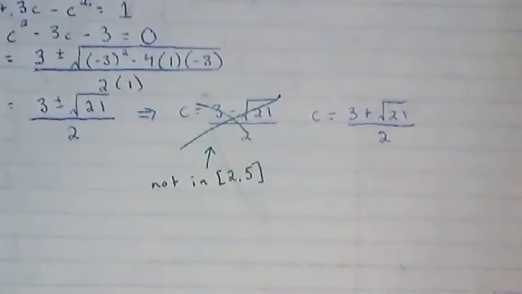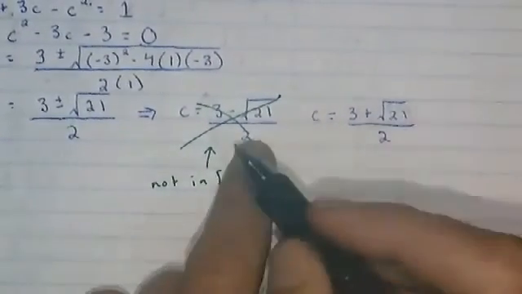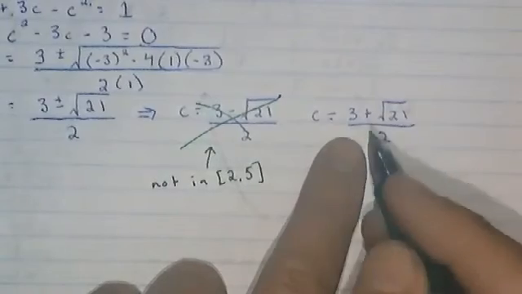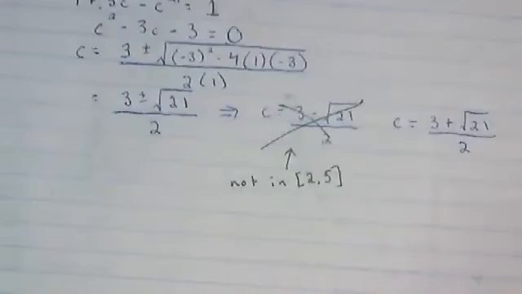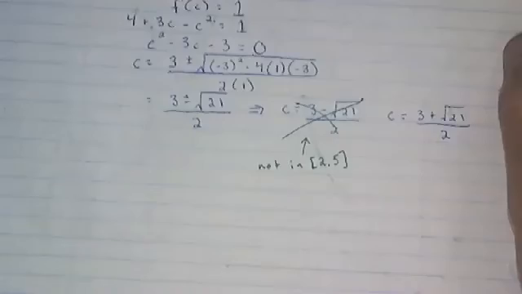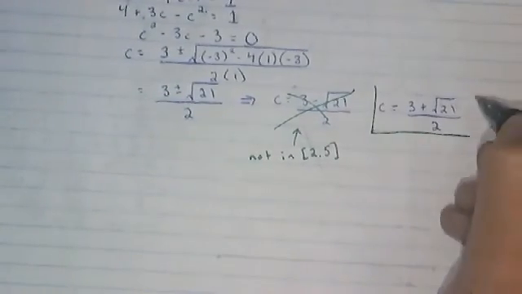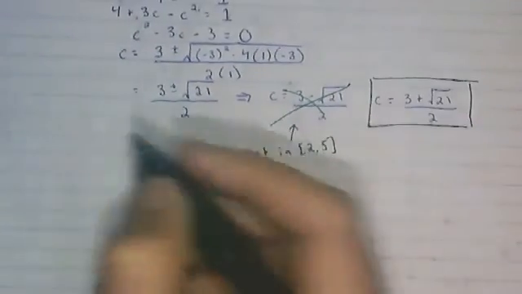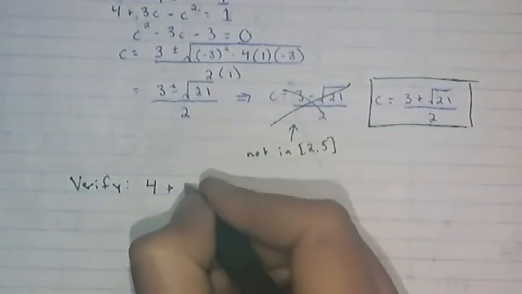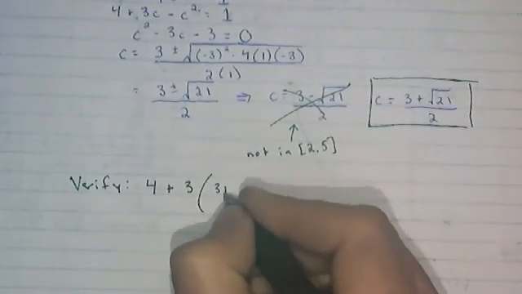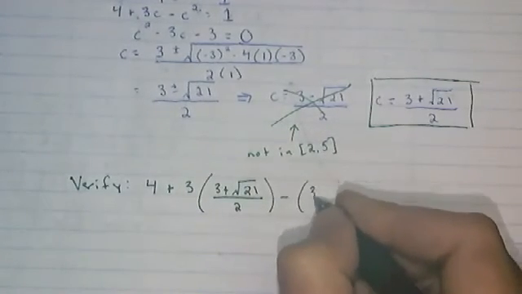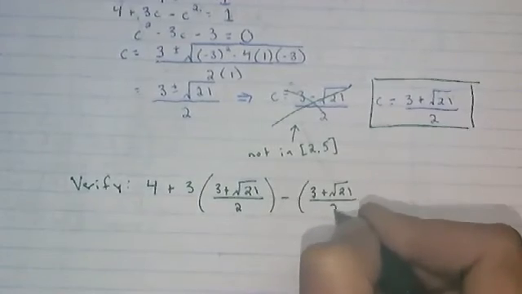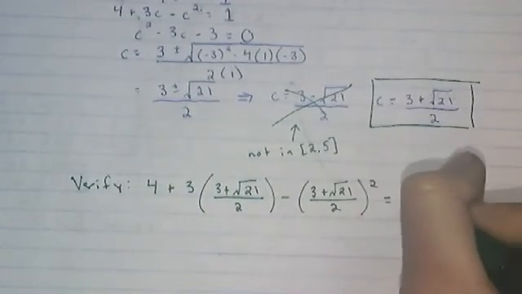Gotta make sure we check that. And we could verify this, but we know that if that one's not, this one has to be, because the intermediate value theorem guarantees at least one number in that interval. There's only one left. And since we're careful calculus students, we're going to verify that if we actually plug this in, 4 plus 3 times (3 plus the square root of 21) divided by 2, minus ((3 plus the square root of 21) divided by 2) squared actually equals 1.